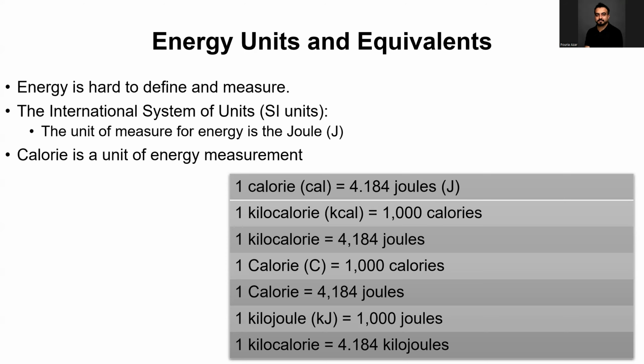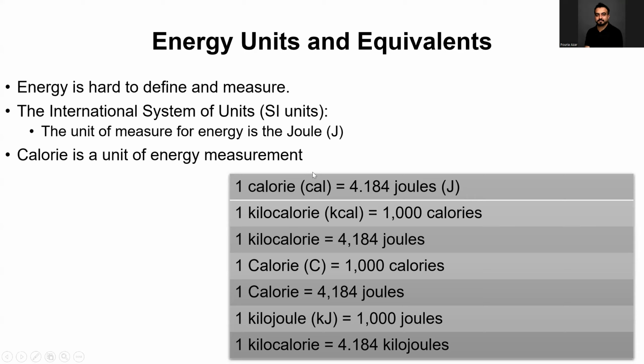1 calorie equals 4.184 joules, or approximately we say 4.2 joules. Remember, this is calorie, not kilocalorie, so it's a very tiny amount. 1 calorie equals 4.2 joules. And 1 kilocalorie is 1000 calories. So on and so forth.